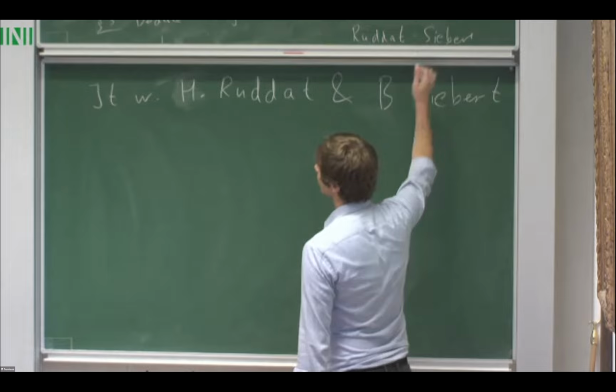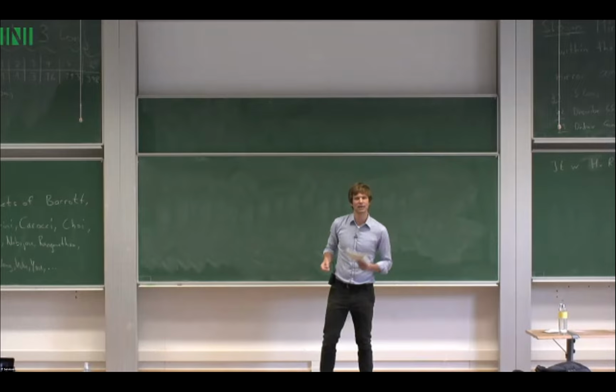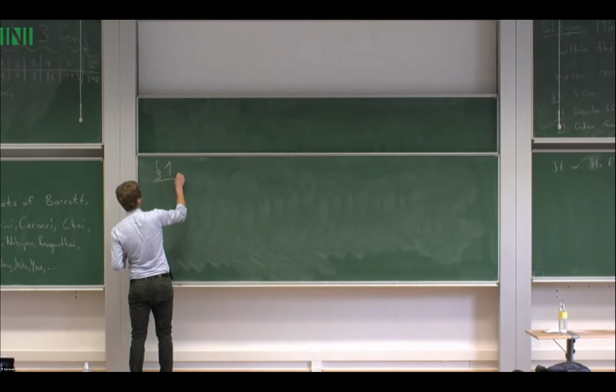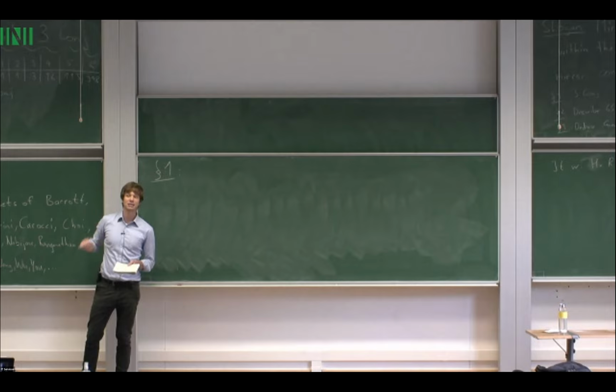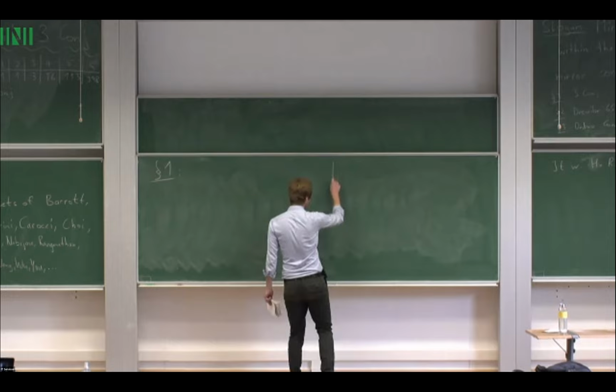All right, so I haven't told you anything yet, so let's get started. So paragraph one, and this is about Takahashi's 96 paper. He considers the following situation. We have an elliptic curve in P2.